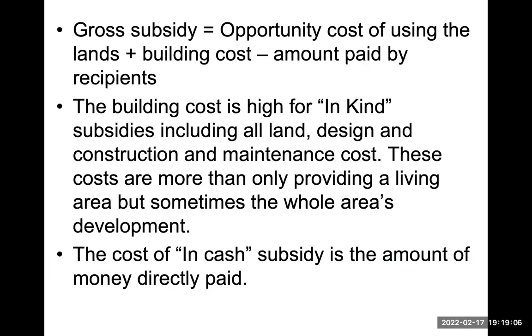And the gross subsidy equals the opportunity cost of using the land plus the building cost, minus the amount paid by the recipients, right? So these are two important issues that we try to calculate. And generally speaking, the building cost is pretty high for in-kind subsidies, including all the land, design, construction and maintenance cost.